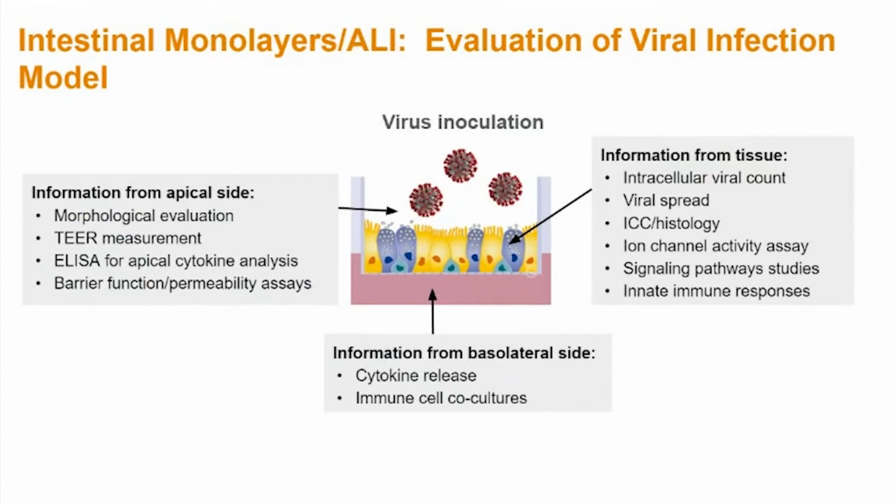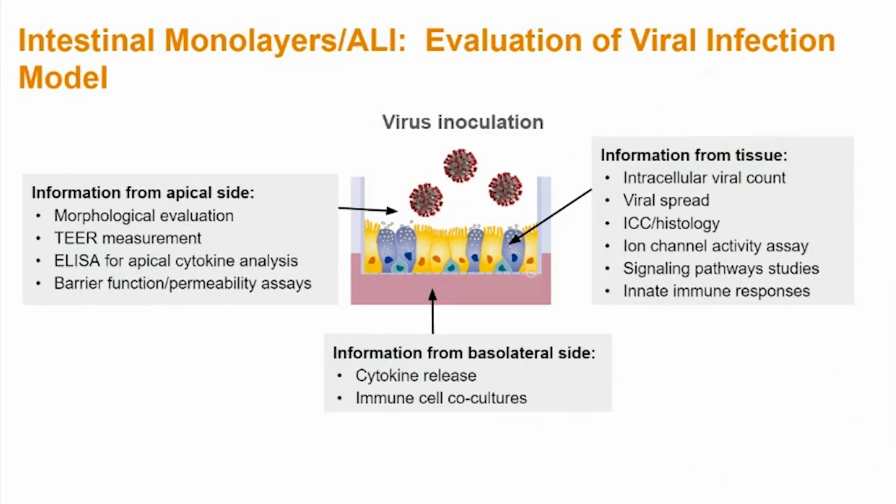Intestinal monolayers or air-liquid interface monolayers offer a versatile tool for viral infection modeling. Intestinal monolayers can be easily inoculated with virus or viral particles from the apical side, and different readouts can be obtained from apical side, basolateral side, and the tissue itself. Readouts from apical side would include morphological evaluation, TEER measurements, ELISA readouts looking at cytokine secretion, and barrier function and permeability assays.